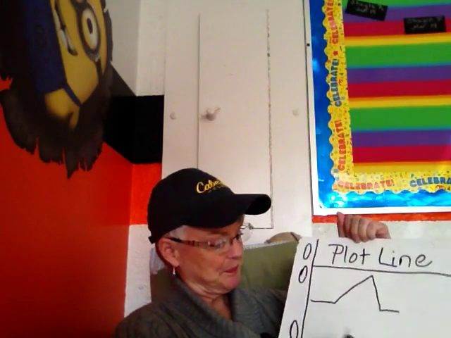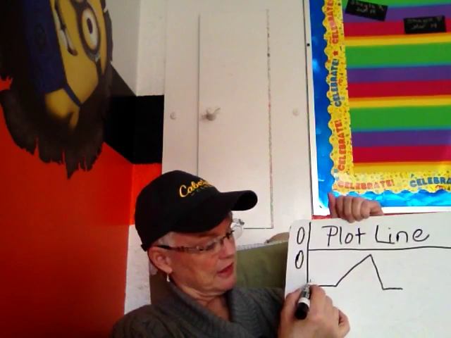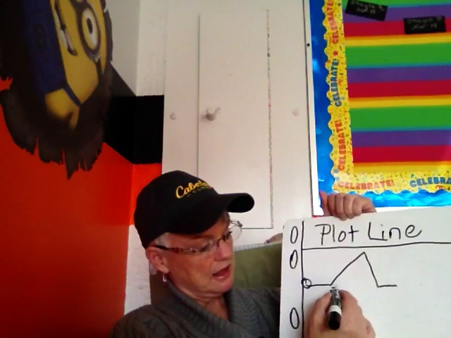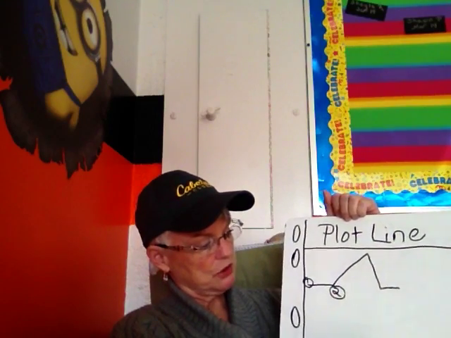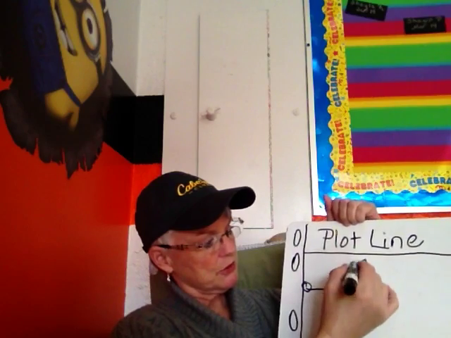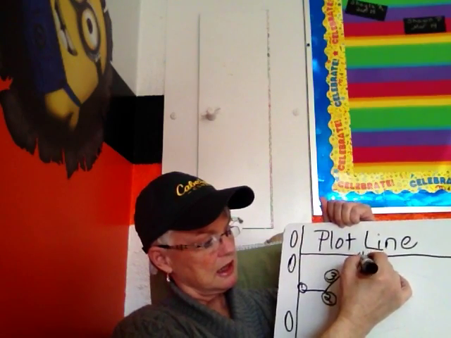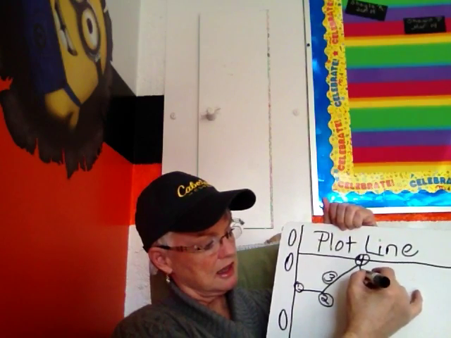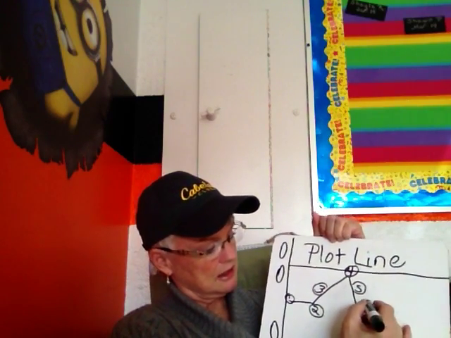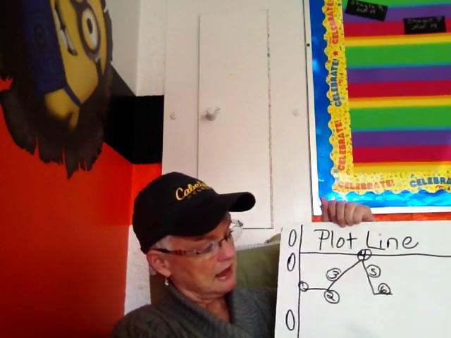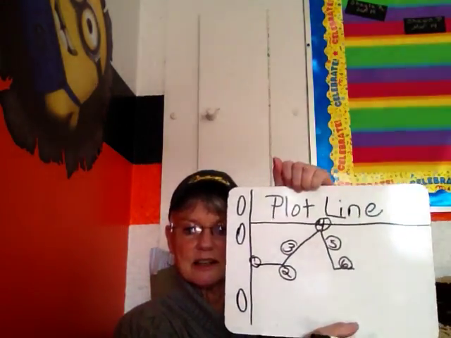Okay. And we're going to number, this corner is going to be number 1. This corner is going to be number 2. The upward hill is number 3. The top of the hill is number 4. The downside of the hill is number 5. And the backside straight line is number 6.